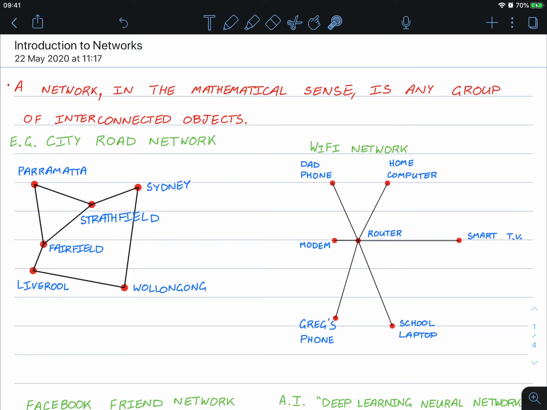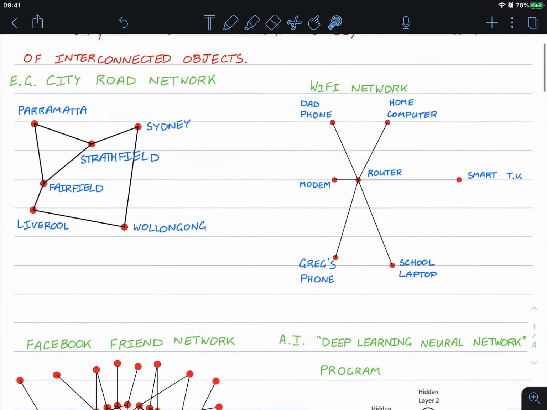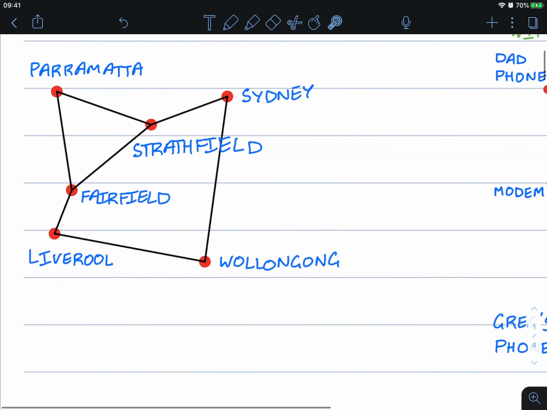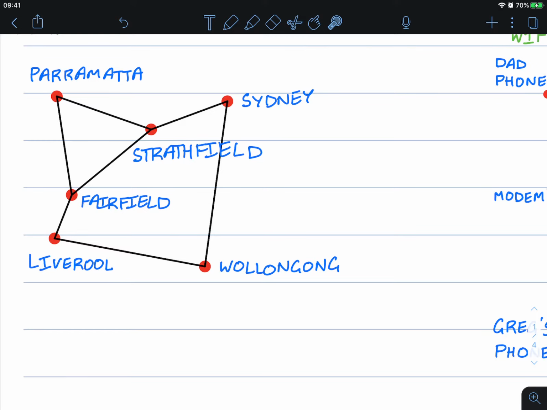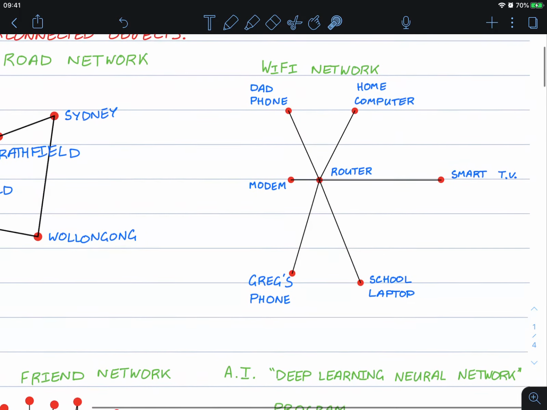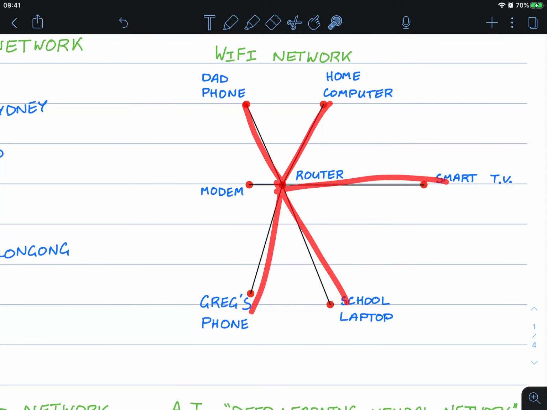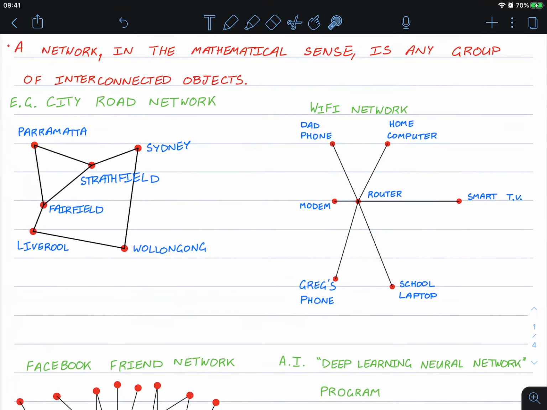A network in the mathematical sense is any group of interconnected objects. So we might have a city road network where we have different cities. I've drawn one here. It's not drawn to scale, obviously. We could have a Wi-Fi network. We have the modem connected to the router, and from the router, it connects to the different devices that we have.